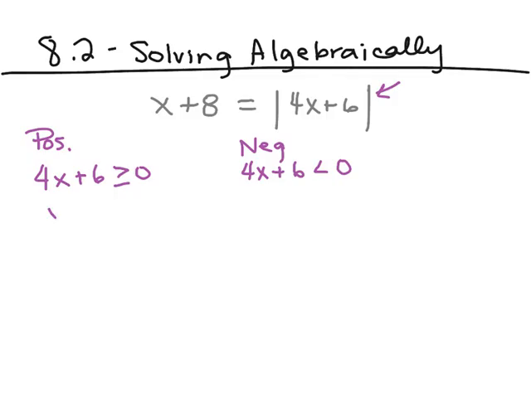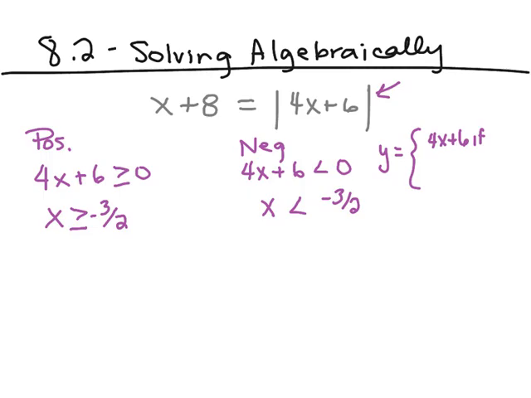So x is going to be greater than or equal to negative 6 over 4, which is negative 3 over 2, or x is less than negative 3 over 2. So our piecewise notation would be y is equal to 4x plus 6 if x is greater than or equal to negative 3 over 2, or negative 4x minus 6 if x is less than negative 3 over 2. So here's our piecewise notation.